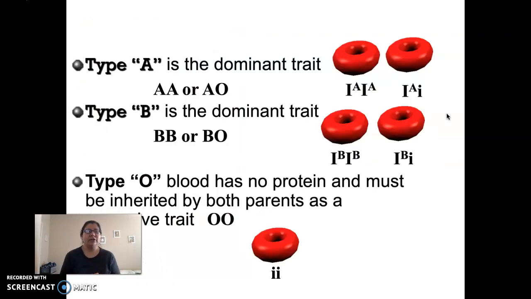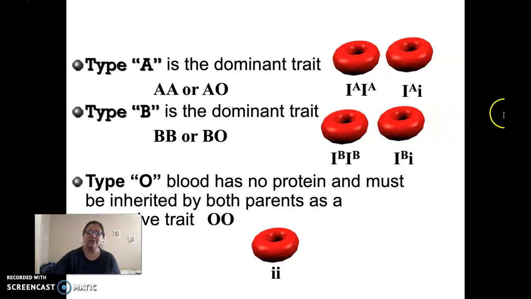So if we're looking at type A, type A is a dominant trait. That means that if you have type A blood, you either have two dominant A alleles or you have a dominant A and a recessive O, because remember, O is the recessive blood type. Type B means that you have two dominant B alleles, so you're BB, or you could have one dominant B and your recessive O. Type O blood doesn't have any protein. So in order to have type O blood, you have to have two recessive alleles. You have to get type O alleles from both of your parents.